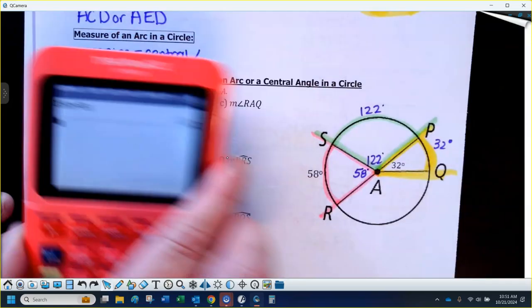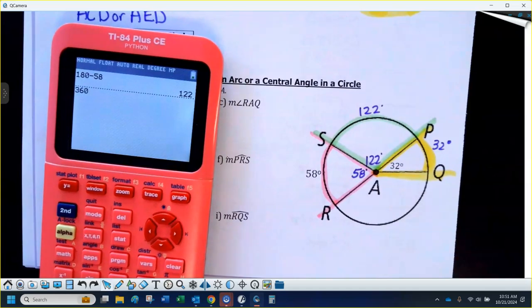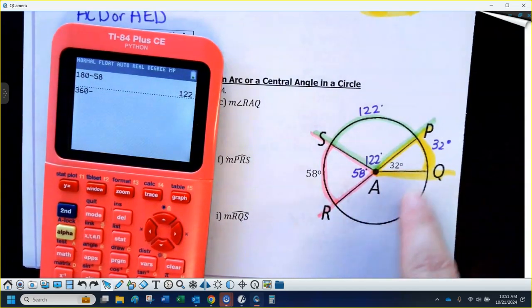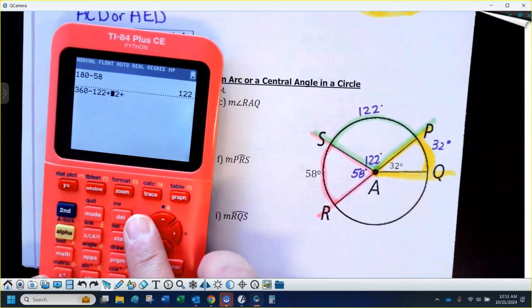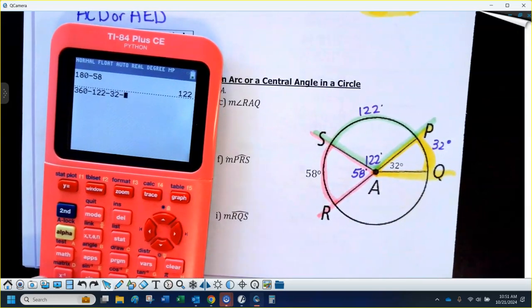Perfect. He says add everything up and subtract it from 360. So I've got all of these, I just don't have this one. So we get rid of the 122, the 32, and the 58. Was anybody else thinking about another way to do that?